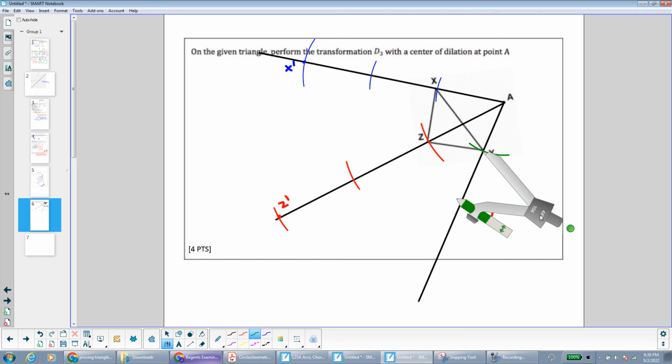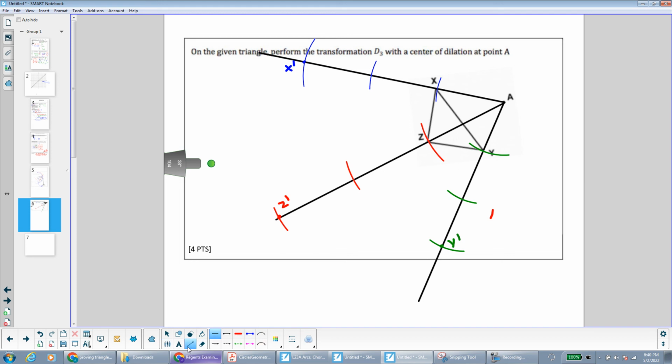Okay, let me copy that distance. Oops, trying to get it almost exactly on that point. There we go. And we want a scale factor of 3. So we just have to copy that distance one more time. There we go. That would be the image of point Y after a dilation with a scale factor of 3. Notice how point Y prime is 3 times the distance from point A as point Y was.